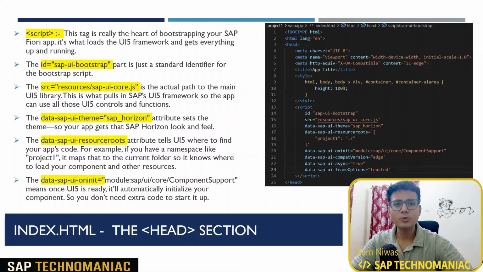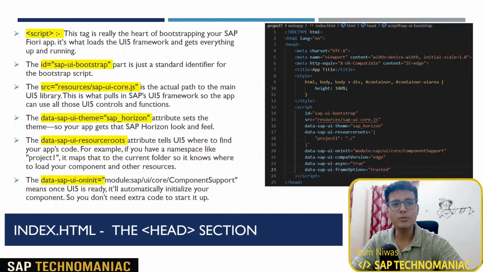Now let's move to the script tag. It is the heart of the bootstrapping. This is the tag which helps to load your UI5 framework in your application. In the script tag we have different parts. First is the ID, which tells what the ID of this particular tag is, so we can easily identify this script. Then source, where this JavaScript is located. Since it is framework specific, it is located on the SAP server, but we are giving the short path resources/sap-ui-core.js, and you can't see the full path.